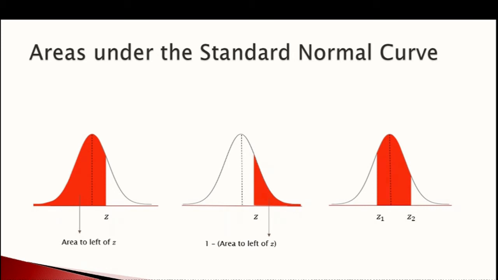And then you can have any two values of z, z1 and z2. To find the area in between z1 and z2, the shaded red area, you just use the area to the left of z2 minus the area to the left of z1. We can do so by using a standard normal distribution area table, which I will introduce to you in a little bit, also provided by your textbook.